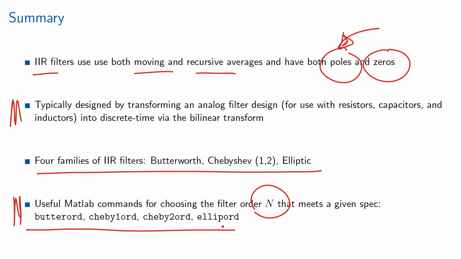So I highly recommend that you play around with the butter, cheby, and ellip commands. You run those into zplane to plot the poles and zeros, build filters and use filter to filter signals and see what these filters do to signals. And then finally, look at these order selection commands to help you select the order that's just right for your particular spec.